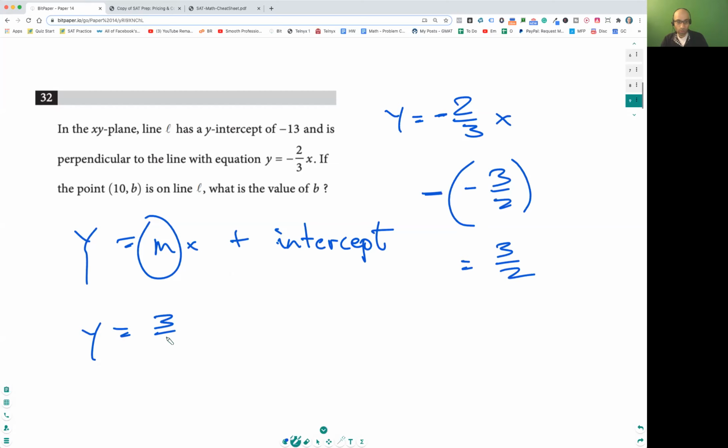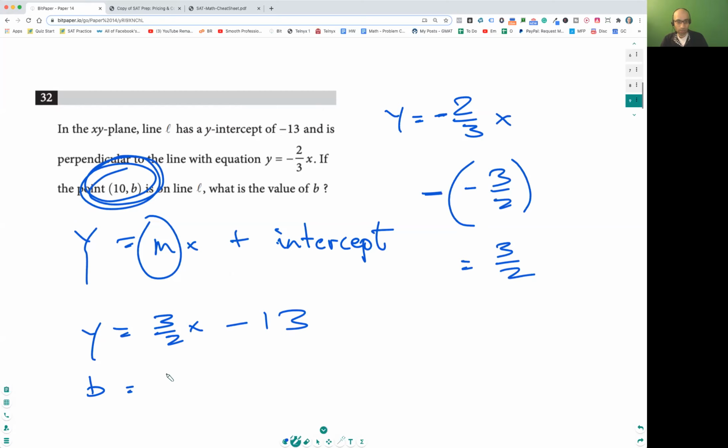So y is equal to 3 over 2x, and now go find the intercept. The intercept is already given to you guys. It's negative 13, so you're just going to put negative 13 here. Now you're told that this point lies on this line. Okay, so what is it? So b is equal to, right? And then you can solve it and get the answer.